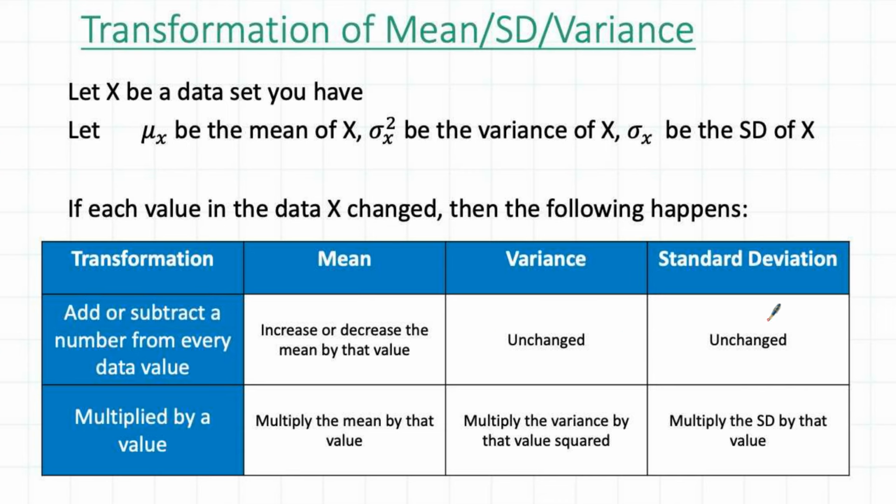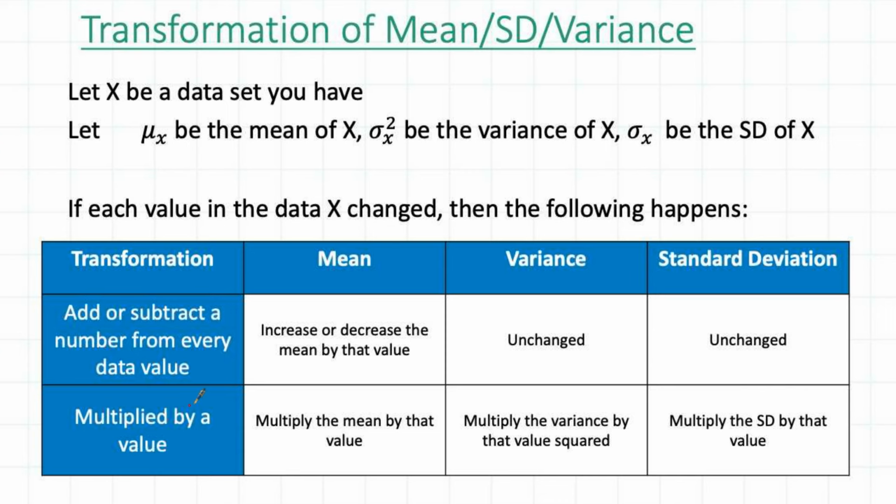However, the variance and the standard deviation don't change because imagine the whole data has been shifted up by 5, for example, if you added 5 to every data value. The whole data has shifted by 5, but that doesn't mean the distance from the mean has changed. So they're all still at the same distance, but the mean itself would change by a +5.